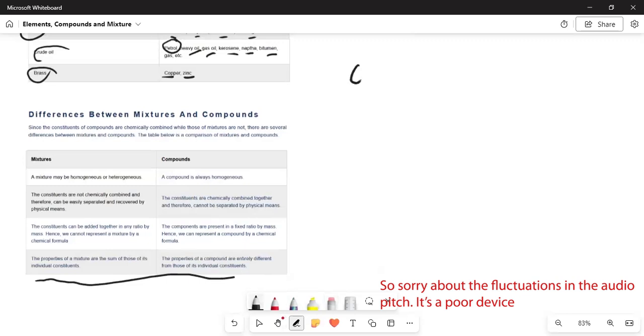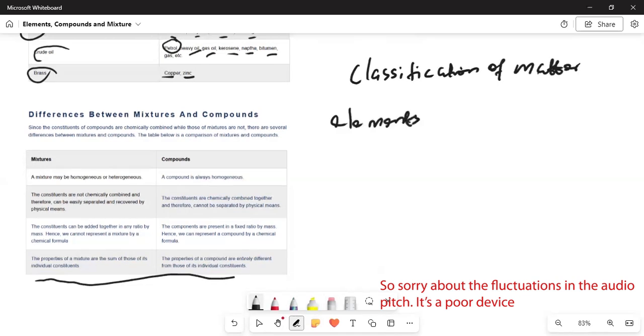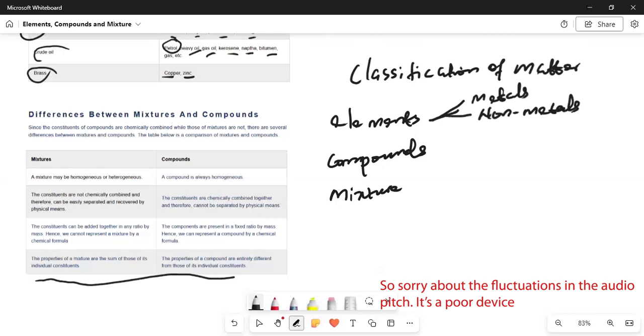In summary, the topic is classification of matter. And we say that matter is classified into three, which are elements, compounds, and mixtures. An element is what? A substance that cannot be split into simpler units by ordinary physical means. Again, it is classified into three. You have metals, you have non-metals, and you have metalloids. Then we say metals are elements that ionize by what? Losing electrons. While non-metals ionize by gaining electrons. Metalloids share both properties of metals and non-metals.